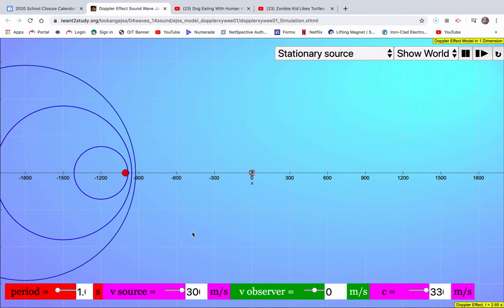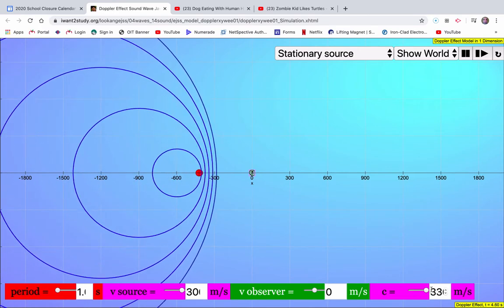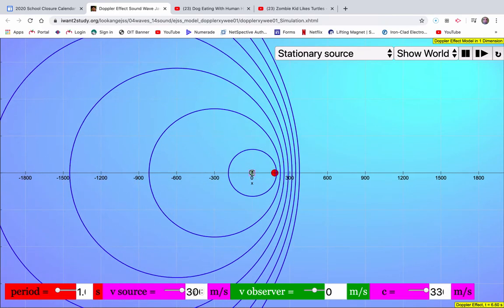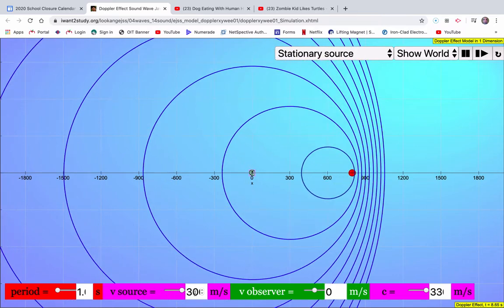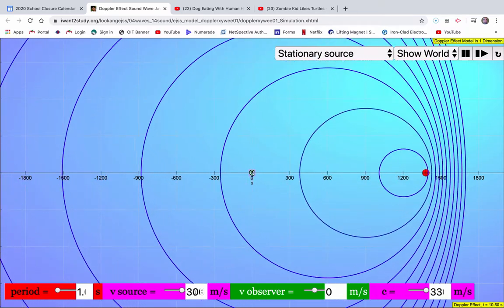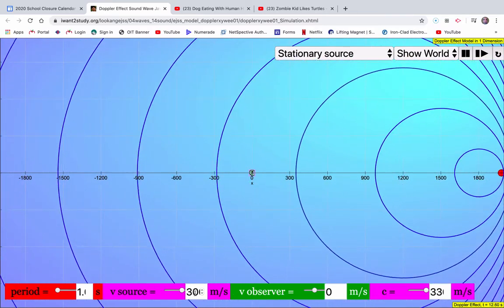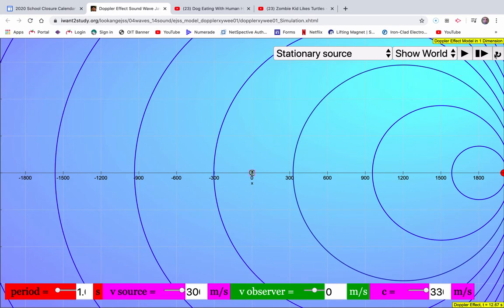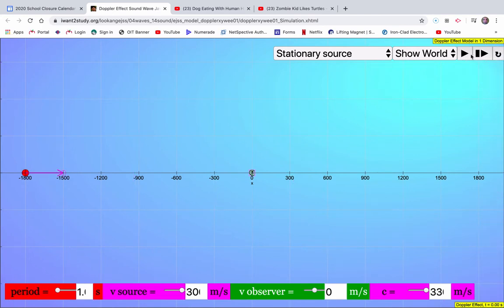And you can see since it's moving to the right, here the wave speed is 330 and the source is 300. We're going nearly the speed of sound or whatever these waves are, and it's making the wavelength much shorter in front and much longer in the back.